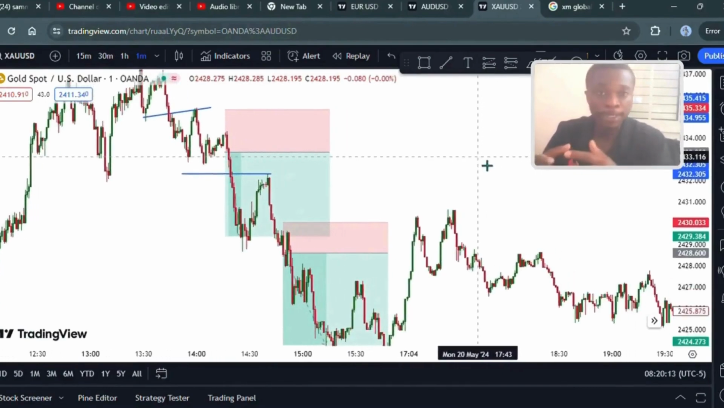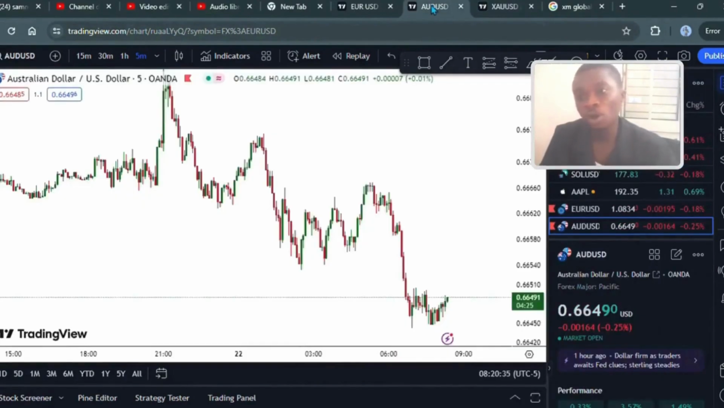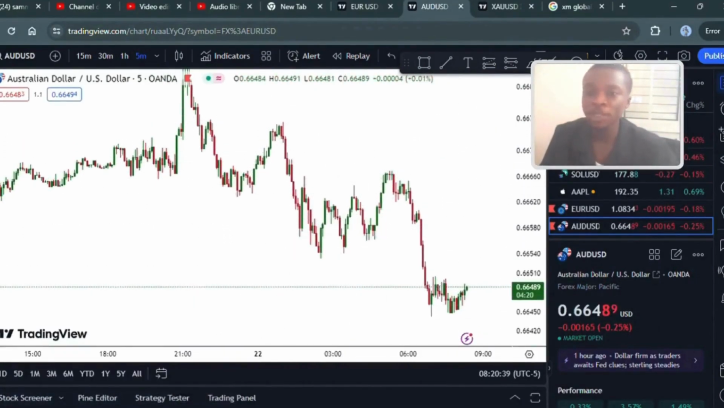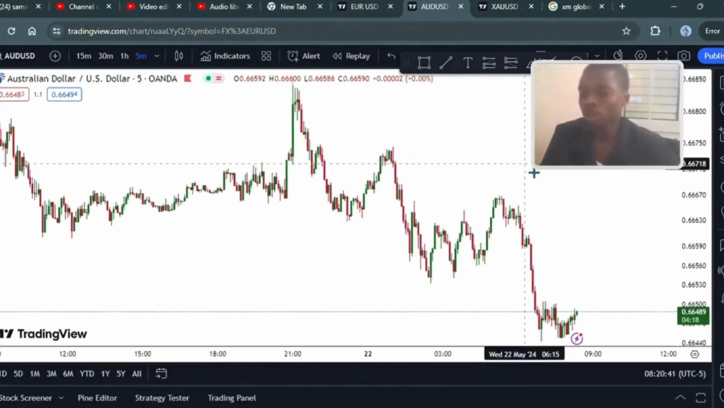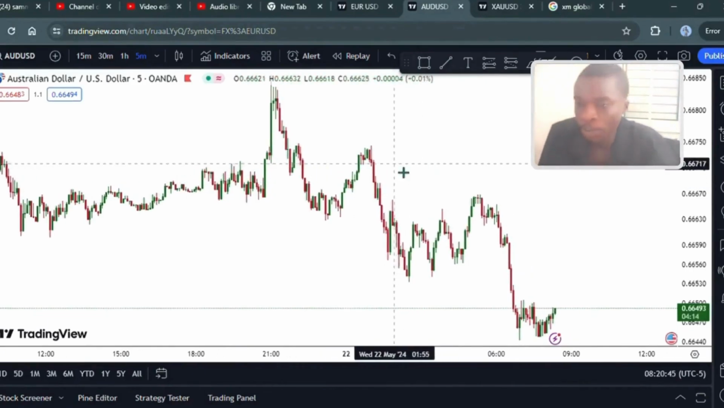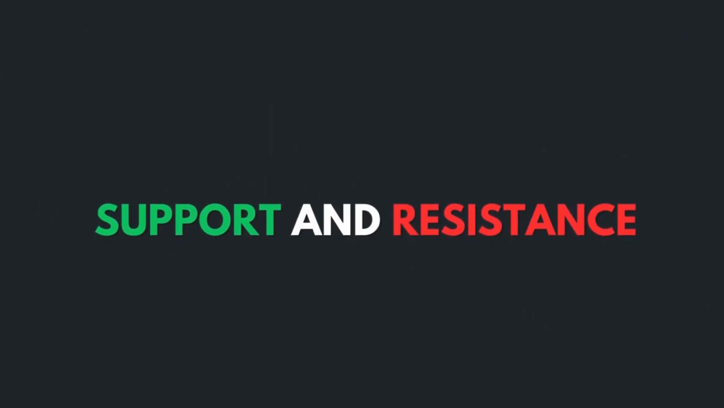This is one of my best scalping strategies, and I'll be showing you the second one, which I use in scalping the forex market. So let's move on to the second pair, which is AUD/USD. Right here, this is the 5 minute time frame, which I'm using on the Australian dollar pair, as you can see. This second strategy is based on being able to identify support and resistance.